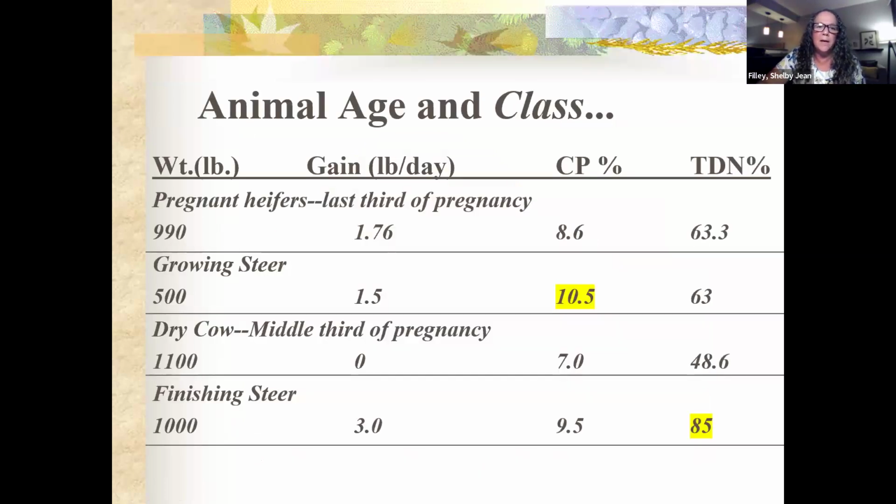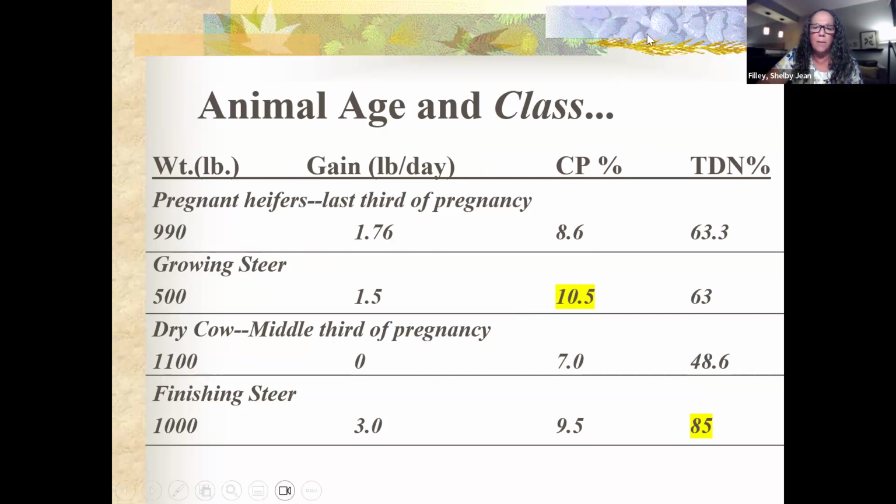This table shows the animal age and the class of animal. So first, let's look at the class of animals. We have four different ones: pregnant heifers in the last third of pregnancy, a growing steer, a dry cow in the middle third of pregnancy, and then a finishing steer. And then we have the weight, the gain in pounds per day, the crude protein requirement, and the energy requirement, TDN.